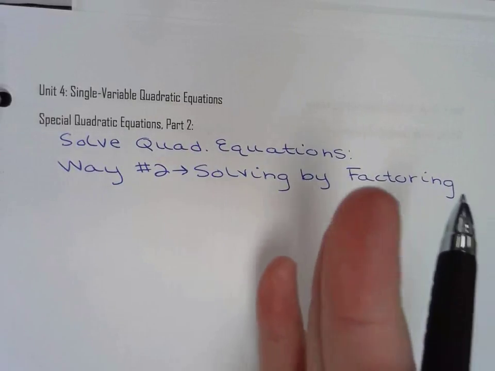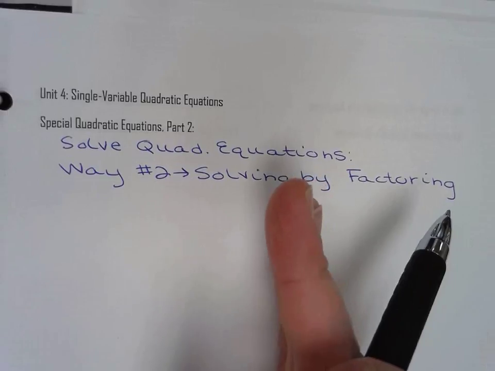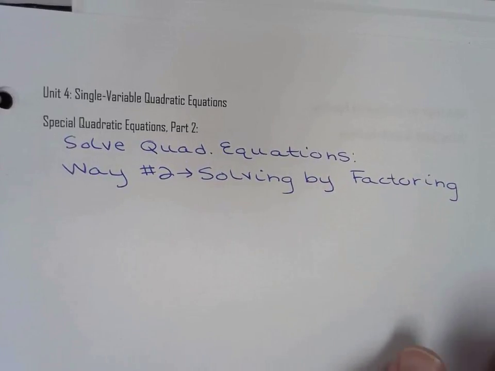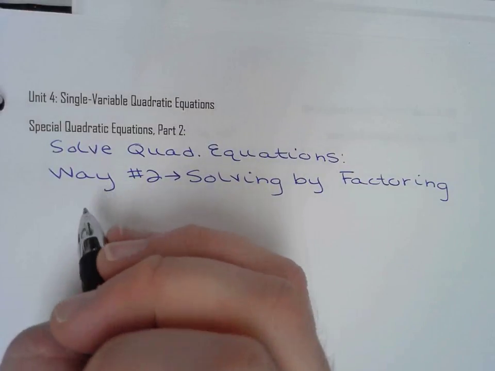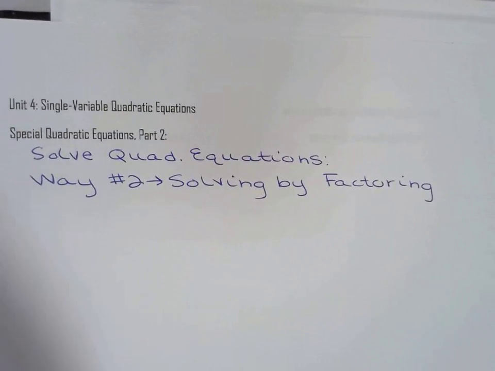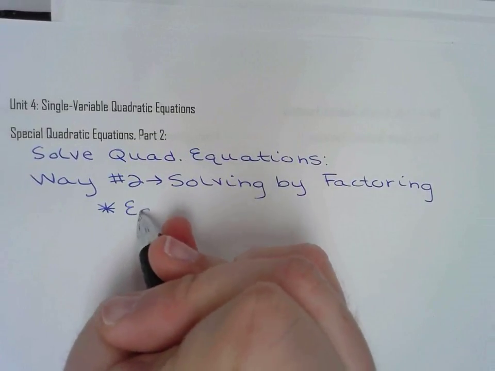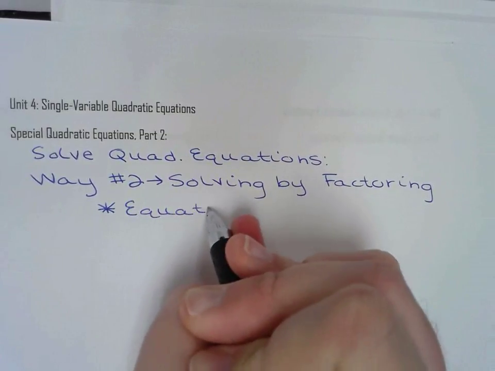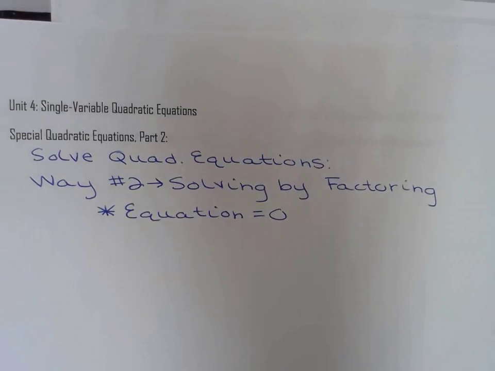The order I'm introducing this is the order that you want to check this. First check, can I use the square root method? That's the easiest. Then move on and say, okay, can I solve it by factoring? A couple things you need to have here. First of all, you need to make sure the equation is equal to 0.